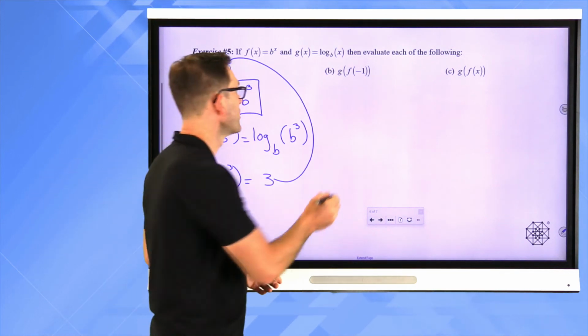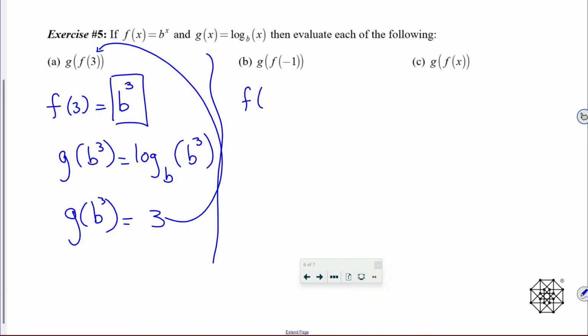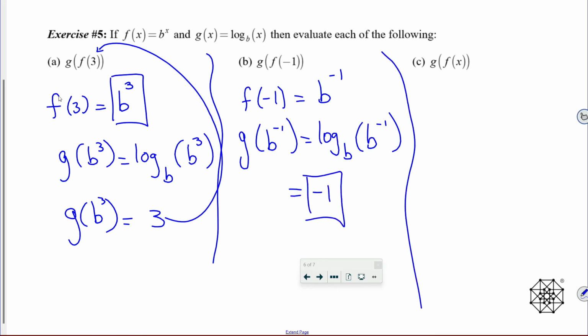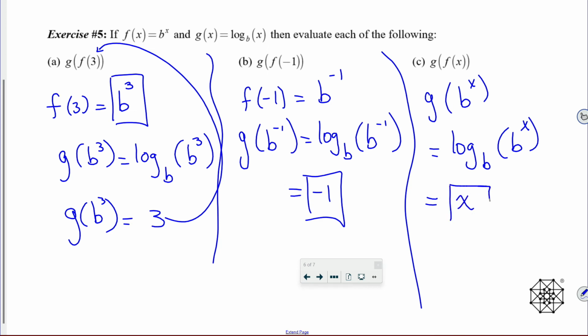And in fact it does, right? G of f of negative 1, f of negative 1 is going to be b to the minus 1. G of b to the minus 1 is going to be log base b of b to the minus 1, and that's negative 1, right? And finally, g of f of x is going to be g of b to the x, and that's going to be equal to the log base b of b to the x. And what do I have to raise b to in order to get b to the x? I have to raise it to the x power.